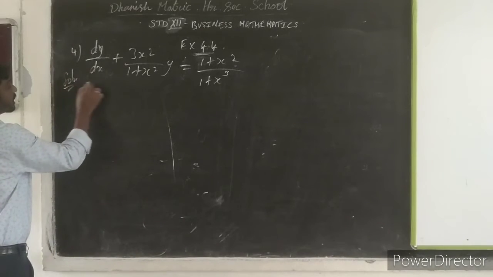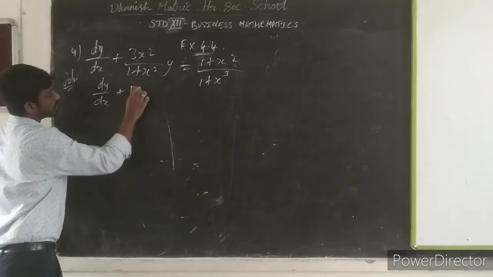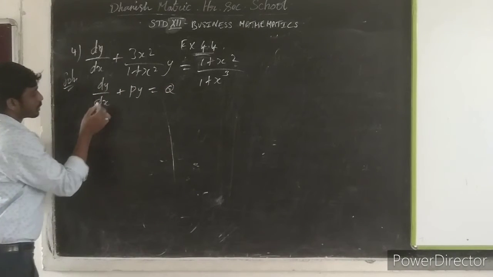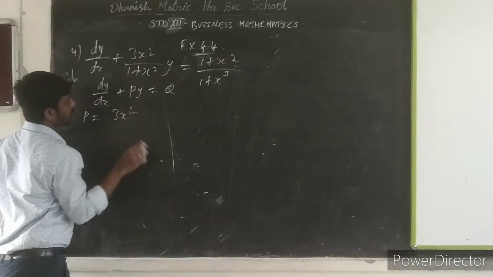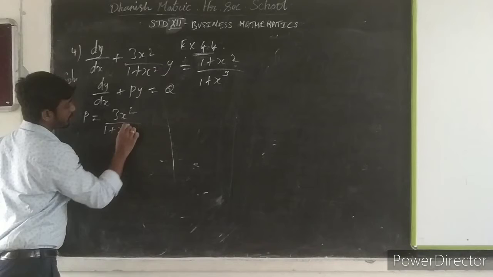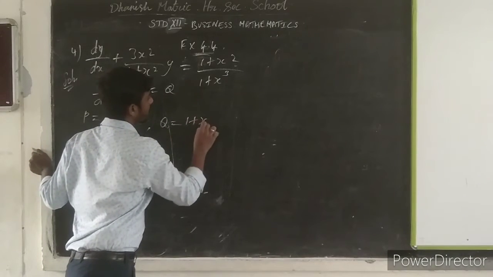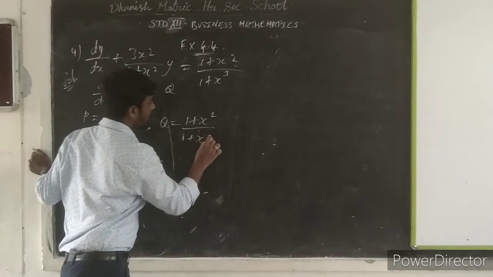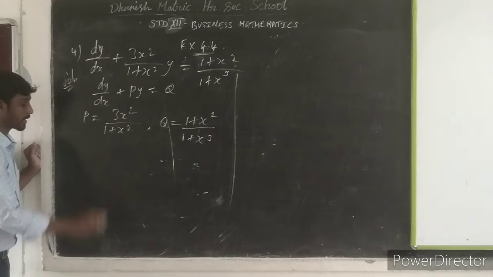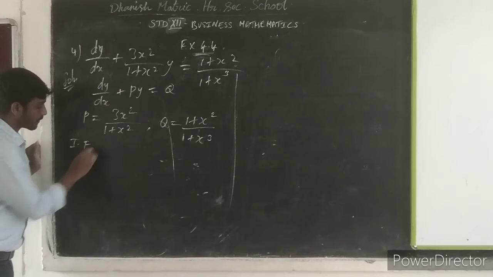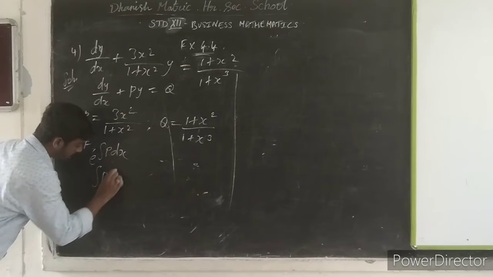Now combine into the general form, that will be dy divided by dx plus py equal to q here. So then p is equal to, what is the coefficient of y? That is 3x square divided by 1 plus x square, q equal to 1 plus x square divided by 1 plus x cube here. Now we are going to find the integrating factor, that is if, e power of pdx here. First we are going to find the integral of pdx.